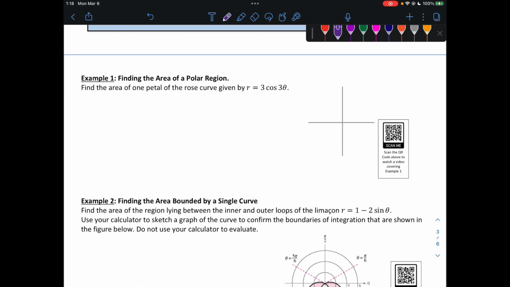If we put 0 in, we would get 3 times cosine of 0, which is 3 times 1, which is 3. All right, and then it's going to look like this.